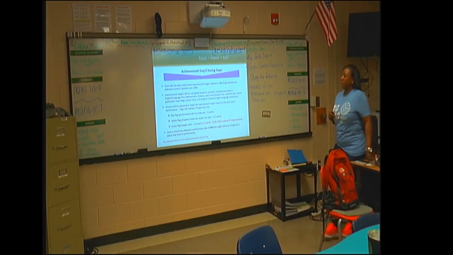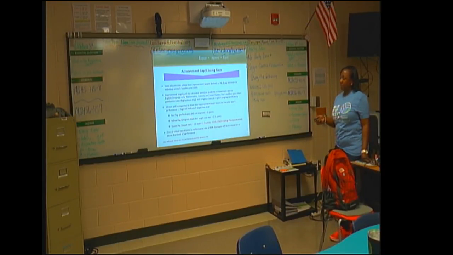So the state will calculate school level improvement targets defined as 3% of the gap between an individual school's baseline and 100%. Improvement targets will be calculated based on the academic achievement rates in ELA, math, science, and social studies, and progress towards English language proficiency. Schools will be expected to meet the improvement target based on the prior year's performance. Flags will indicate if the target was met.